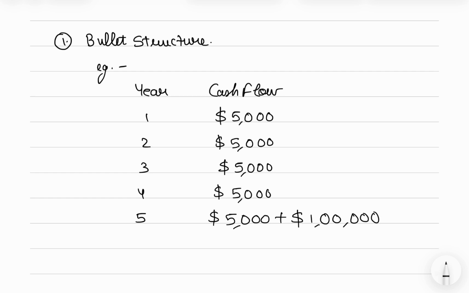right? So in this case what you are getting is a regular income of 5,000 every year, but the main amount comes at the end, right, in the 5th year. So this is known as a bullet structure, that is very commonly used in the government bonds and the corporate bonds.